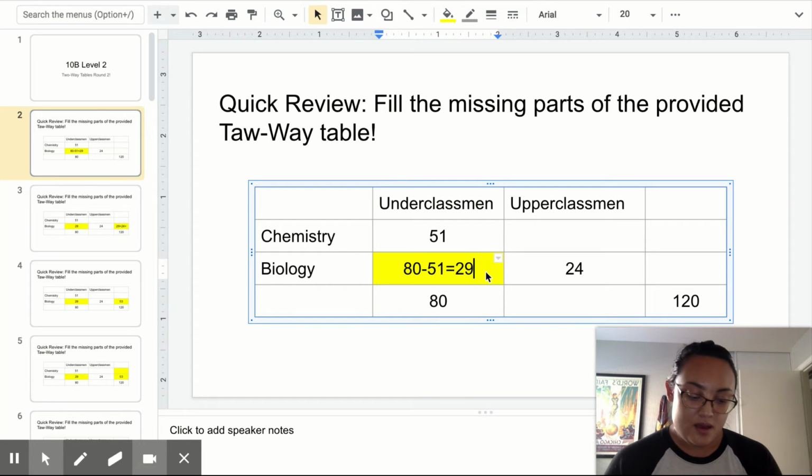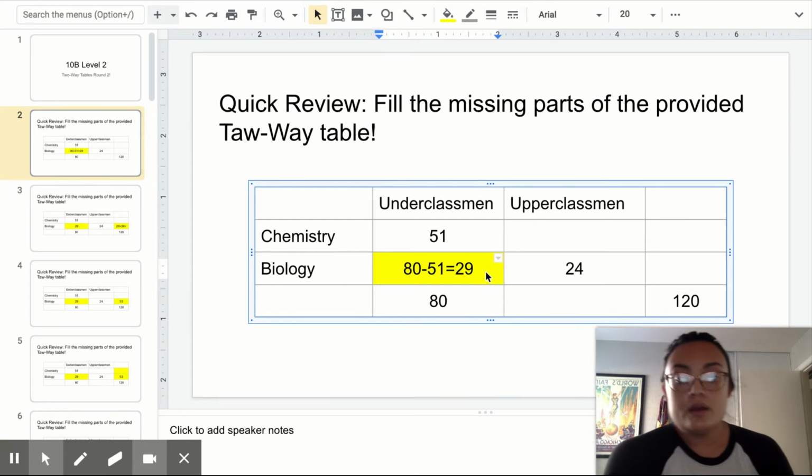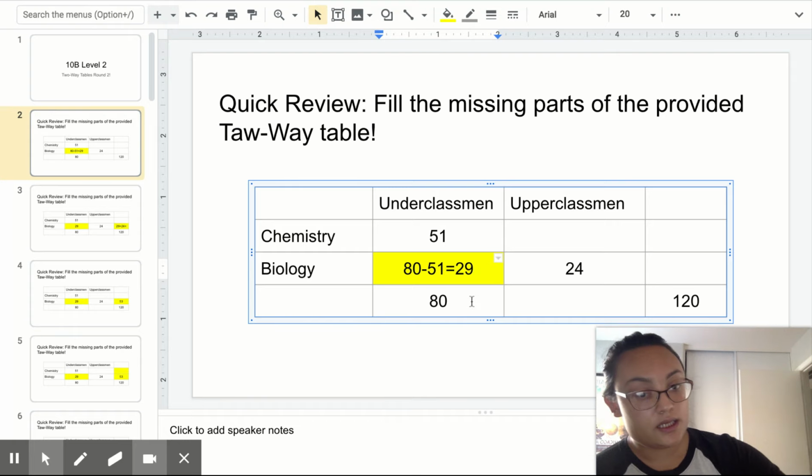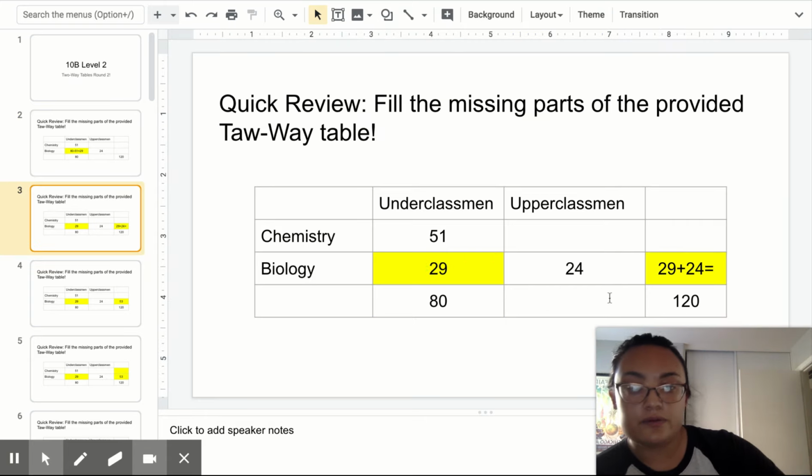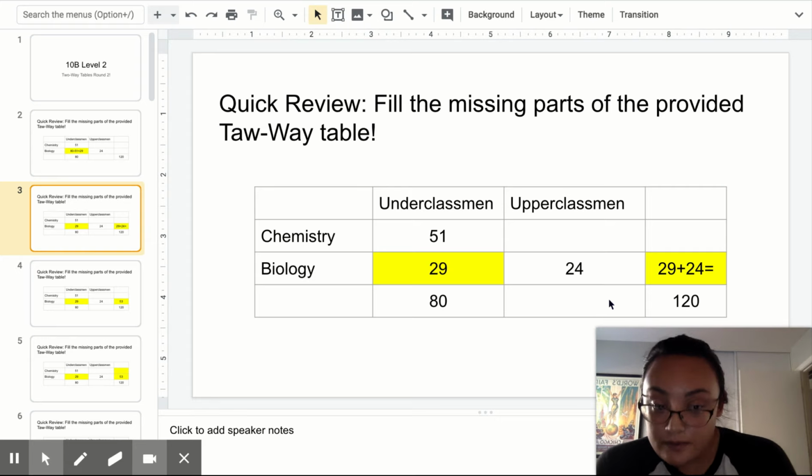Again, what I did was subtract this 51 that I knew from the 80 that I also know, and then I found that missing blank to be 29. You're going to go ahead and find the next ones as we go through here. Sometimes you're going to add.